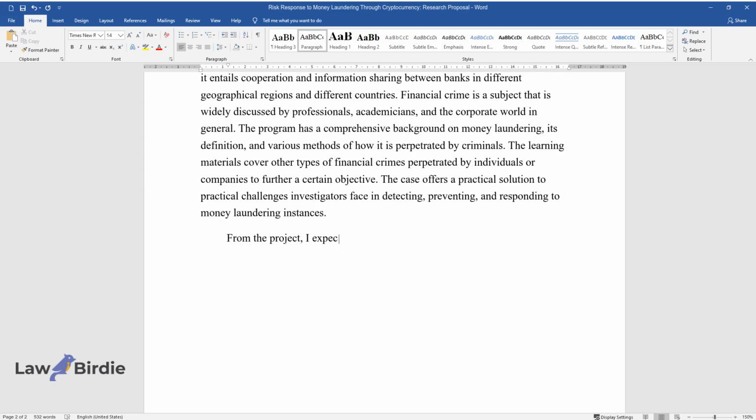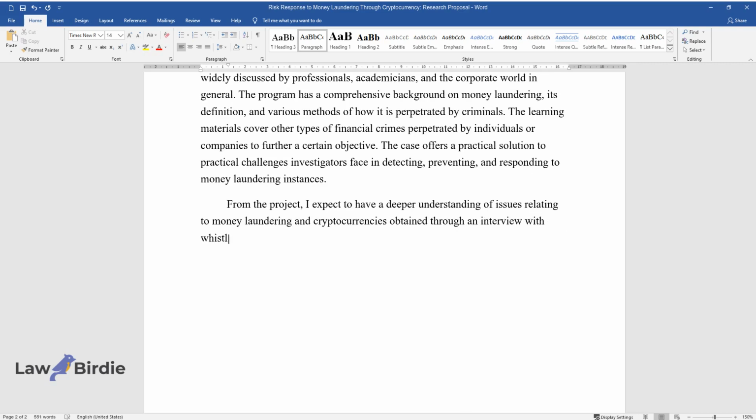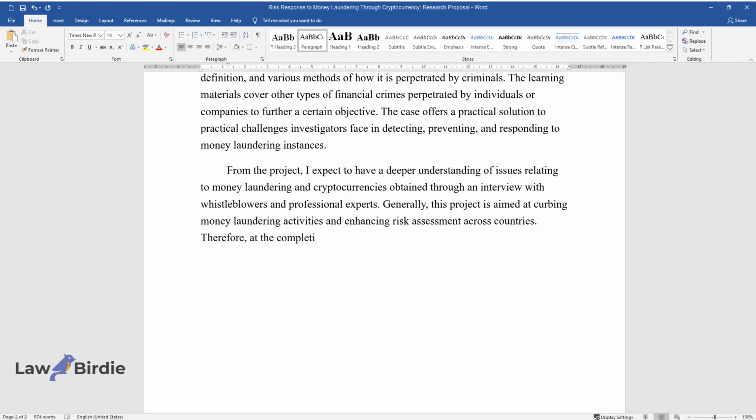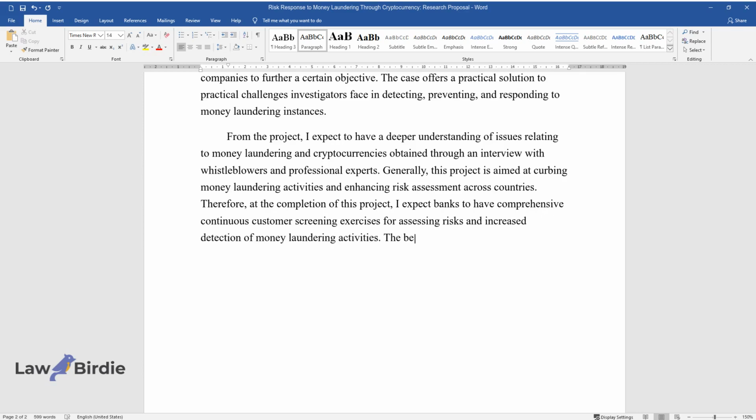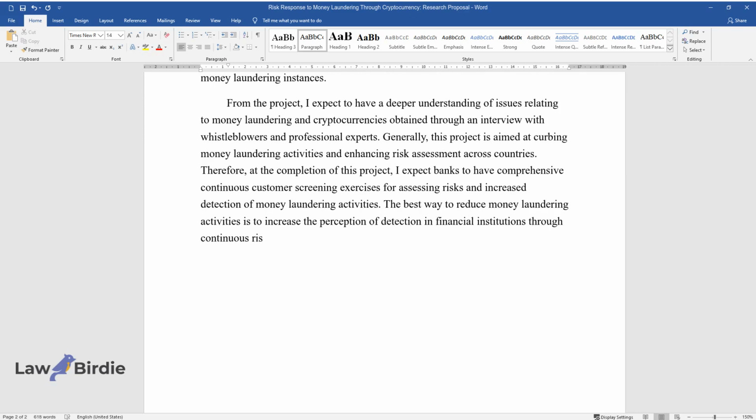From the project, I expect to have a deeper understanding of issues relating to money laundering and cryptocurrencies obtained through an interview with whistleblowers and professional experts. Generally, this project is aimed at curbing money laundering activities and enhancing risk assessment across countries. Therefore, at the completion of this project, I expect banks to have comprehensive continuous customer screening exercises for assessing risks and increased detection of money laundering activities. The best way to reduce money laundering activities is to increase the perception of detection in financial institutions through continuous risk assessment.